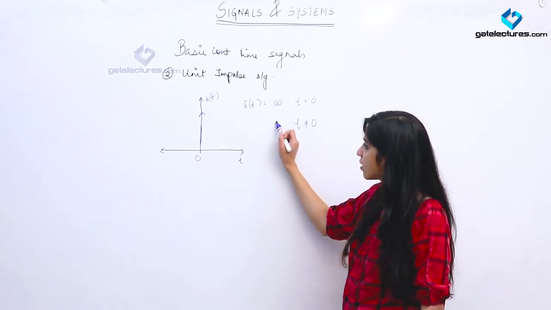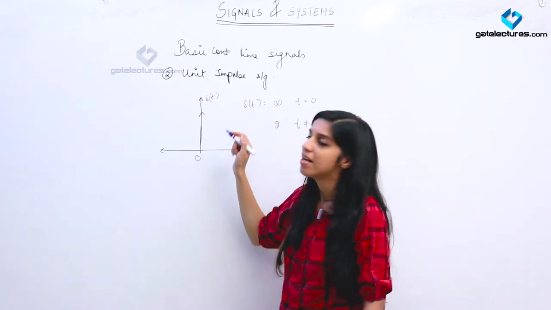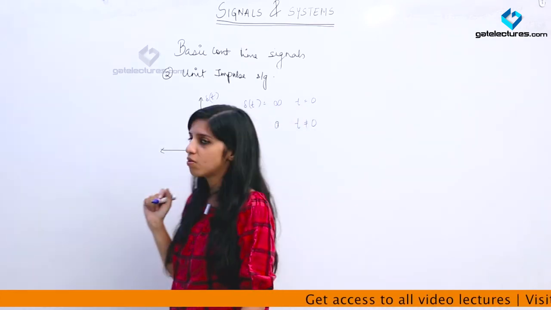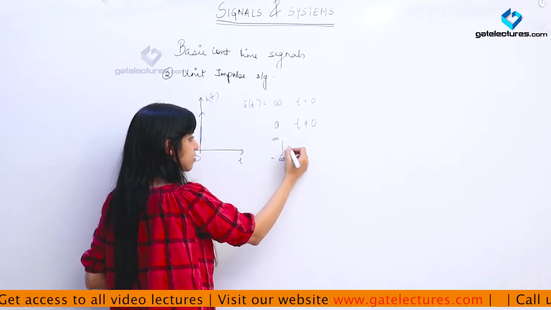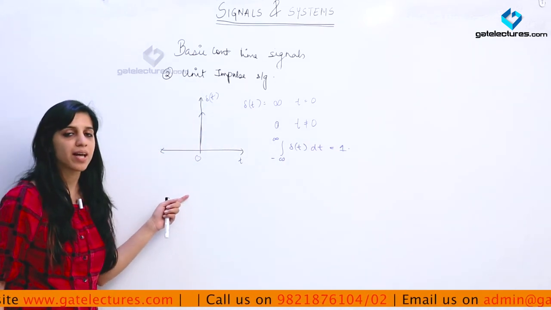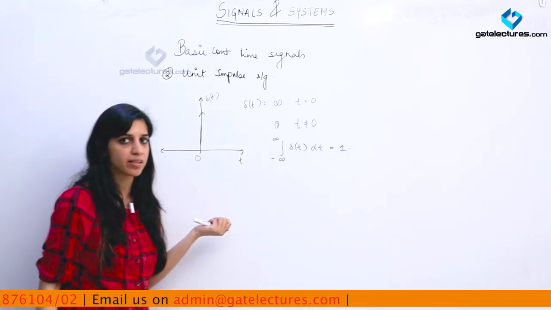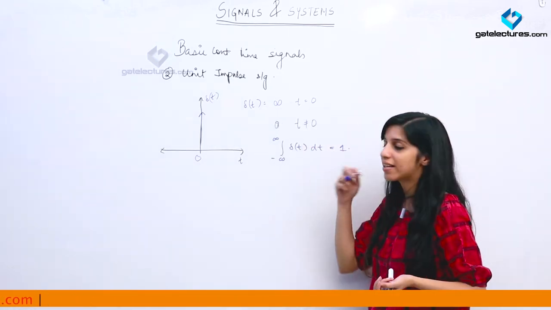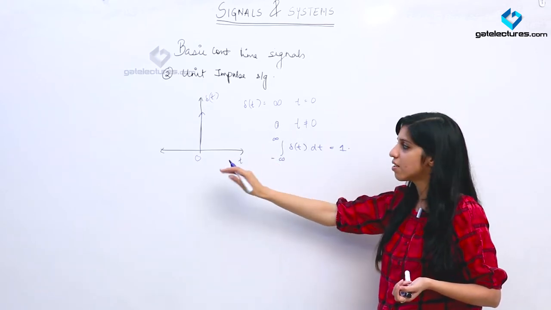But when t is 0, that is, only at the origin, this function exists and has a value of infinity. See, this is not any general function. Why? Because when we define the area under the signal, we consider it to be 1. But any signal which exists at a single point cannot have an area under it of 1. It is going to have an area of 0. But since we define the area under the signal to be 1, that is why we say that this is not any normal function, this is a special function.